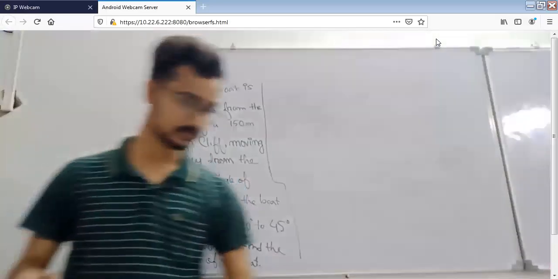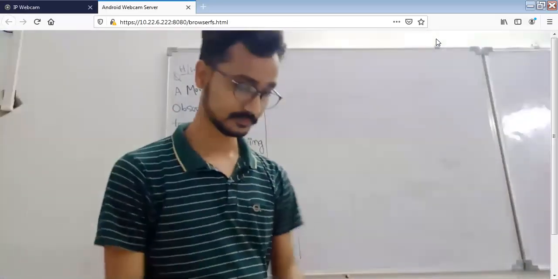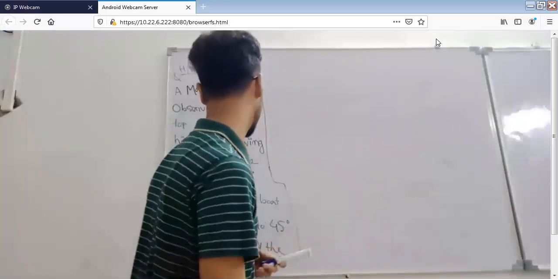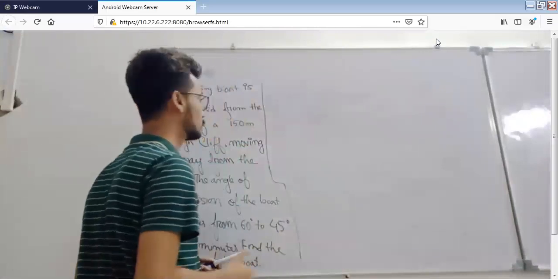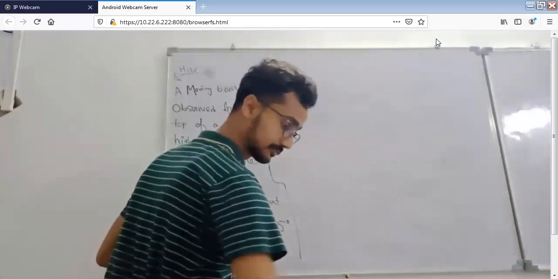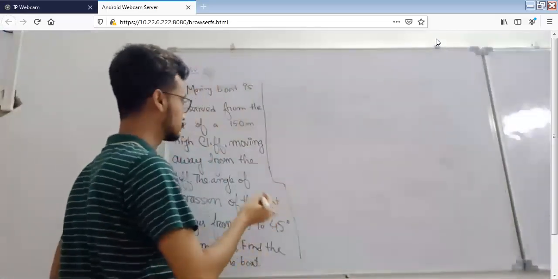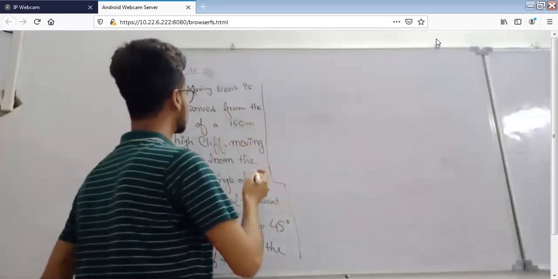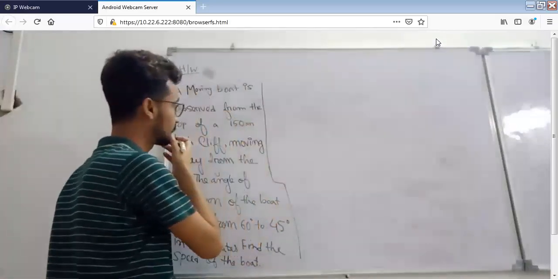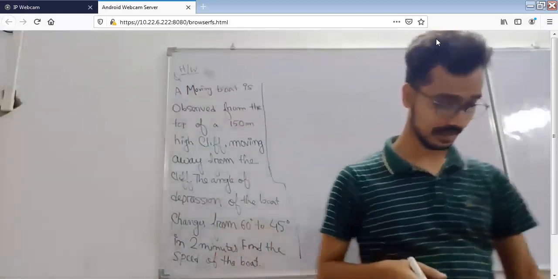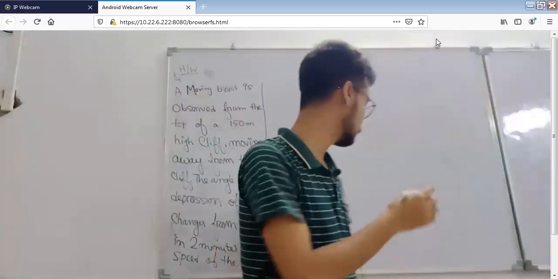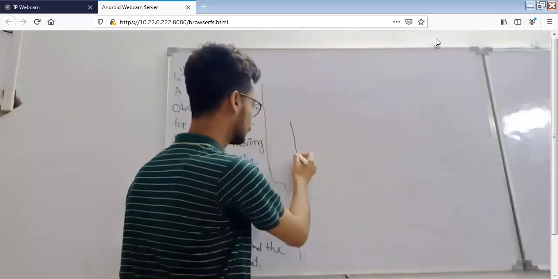Okay, now see, try to understand the question. I am going to discuss your figure, and the rest of it you have to do in your homework. Now see, a moving boat is observed from the top of a 150-meter cliff. Yes or no? The height is given, 150 meter. Suppose this is the cliff. AB is the cliff.